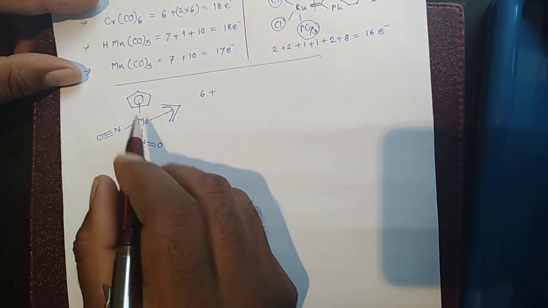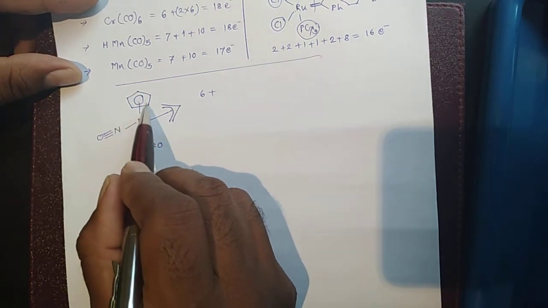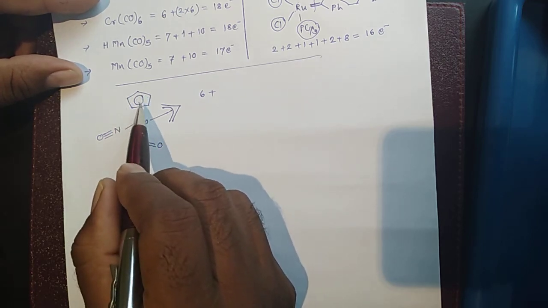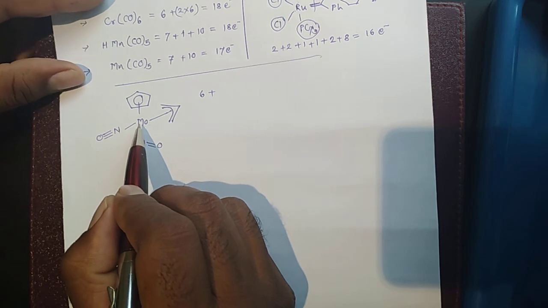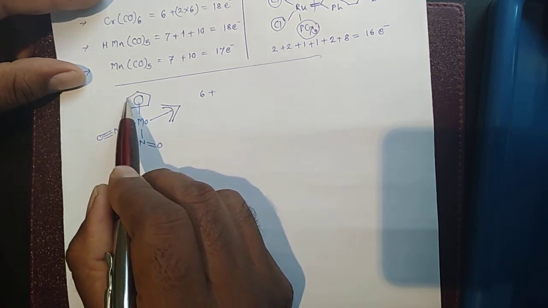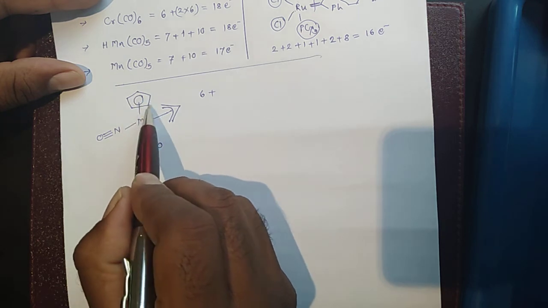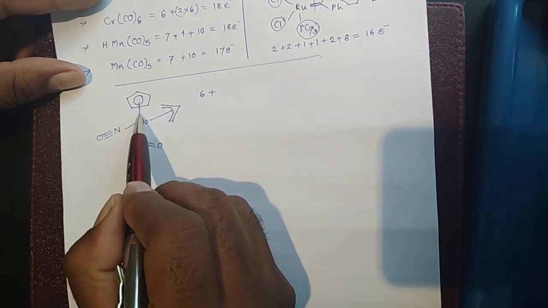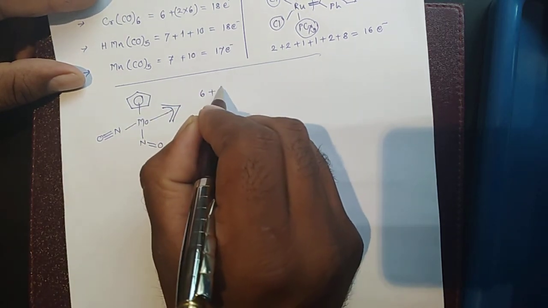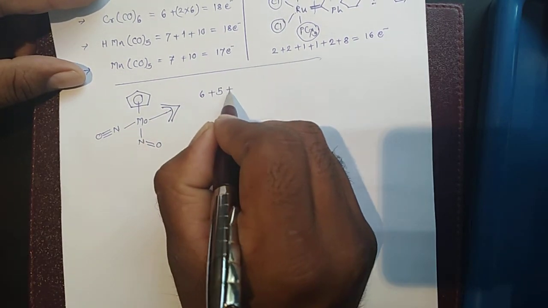Then this cyclopentadienyl ring, how many electrons will it provide to the metal? Because it itself indicates that it is attached with 5 different carbons, so how many electrons will it provide? 5. So write down directly 5.